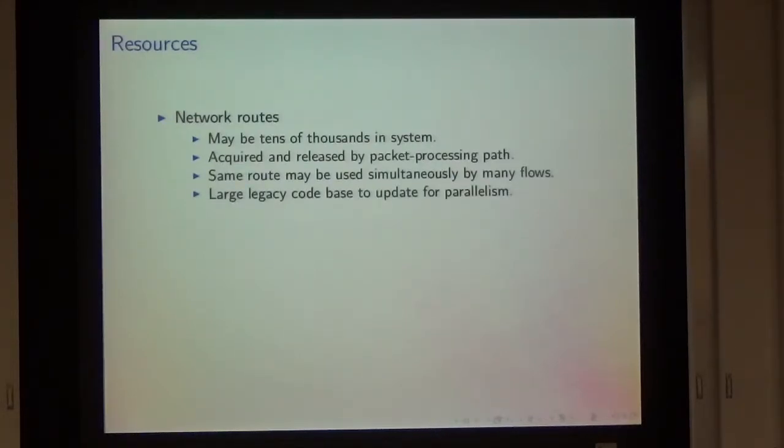As I mentioned, the NetBSD network stack is a large legacy code base that was not originally written for parallelism, but we would like to use many CPUs in parallel to make it faster. And since we have limited manpower, we can't have one person just sit down and rewrite the whole thing. So we have to be able to make incremental changes rather than restructuring the entire network stack all at once. Otherwise, we'll never make any progress.